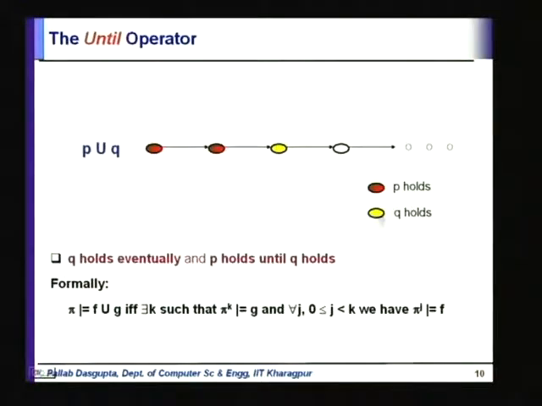Now here this picture shows that q is some proposition, so it just holds here, but your g can again be an LTL property, it can be another temporal property, so it has to hold from here on. So we say that there exists some k such that pi k models g, and for all j less than k, that means all the states which precede this k, we must have pi j models f.